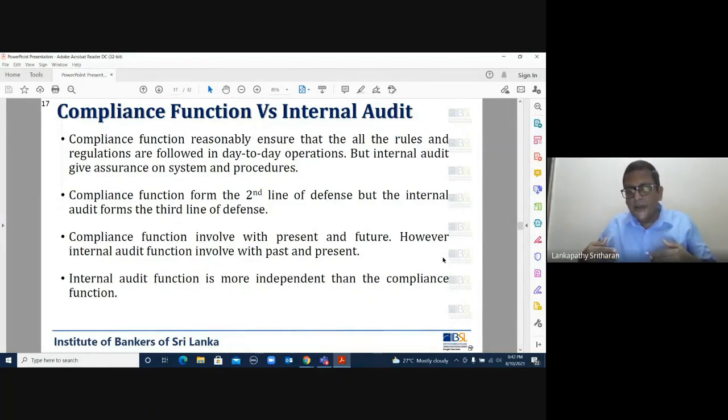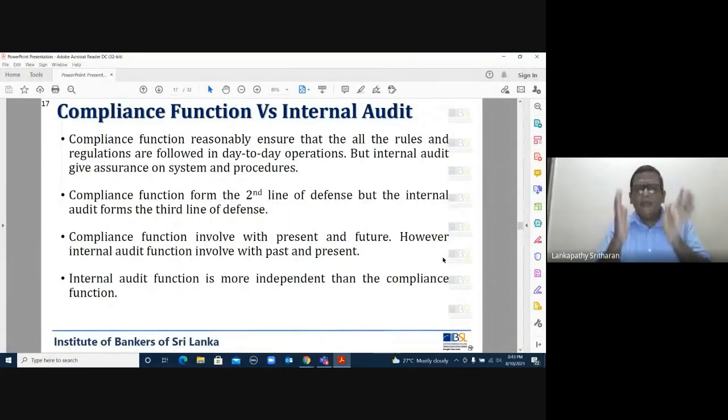For example, the compliance department will ensure that all the returns are going from that particular division. For example, if it is a finance division, all the returns are timely going to the regulator. They will ensure that. But internal audit will give an assurance that the prevailing system and procedure of the finance department will make sure that all the returns go on time on a regular basis. So they are giving a sort of assurance. Even in risk management, we had discussed that internal audit gives a sort of assurance to the top management.